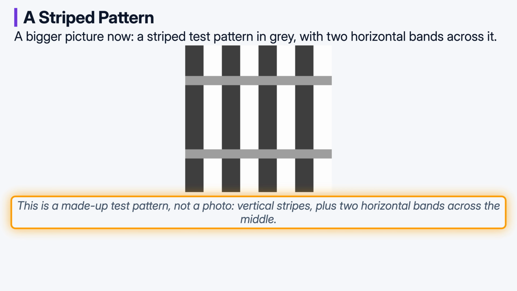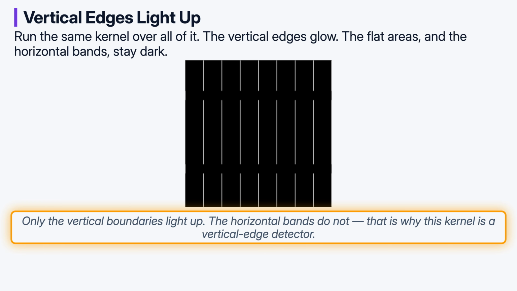Now a bigger picture. It is a made-up test pattern, not a real photo. Gray stripes running up and down, with two horizontal bands crossing the middle. Run the same kernel over the whole test pattern. The vertical edges, where the up and down stripes meet, light up bright. The flat areas stay dark, and so do the horizontal bands. This kernel reads left to right change only, so it is a vertical edge detector.